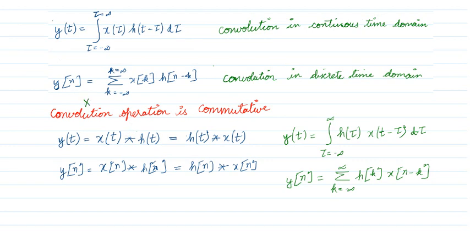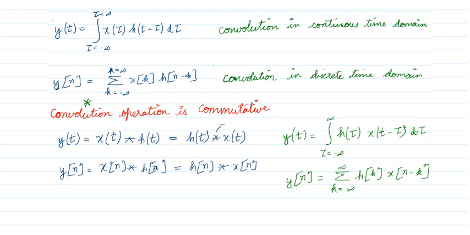Convolution I will indicate by the star or asterisk notation. Okay. The first property is that the convolution operation is commutative. What is the meaning of commutative? I have the input, I have the impulse response. I can convolve it like this: x of t convolved with h of t is equal to h of t convolved with x of t.